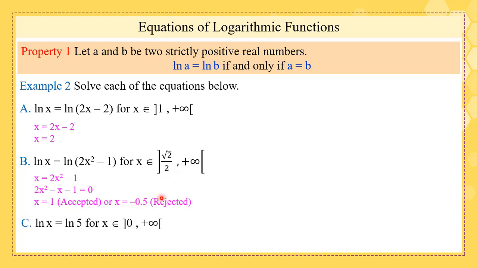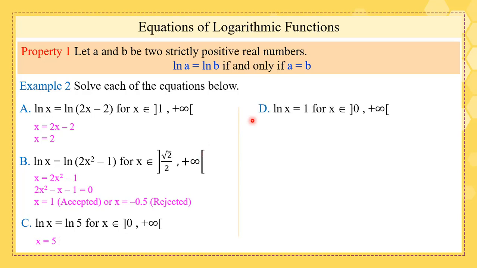Now ln x is ln 5. So simply x is 5 and it is accepted. Notice here, if the root is accepted, we don't have to write the word accepted, whereas if it were rejected, we have to write rejected.